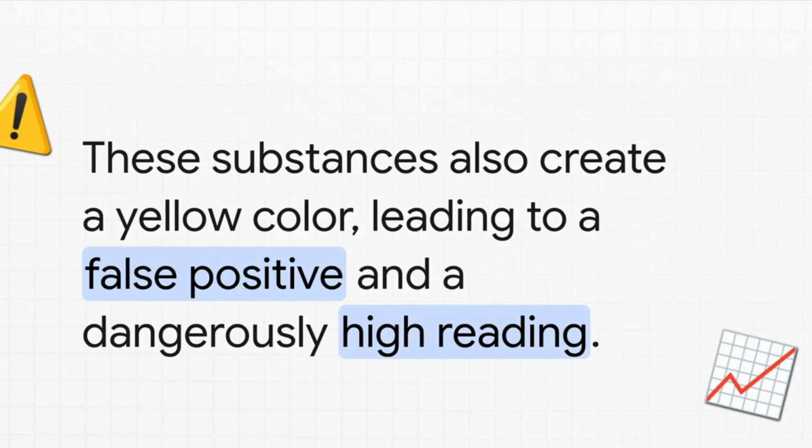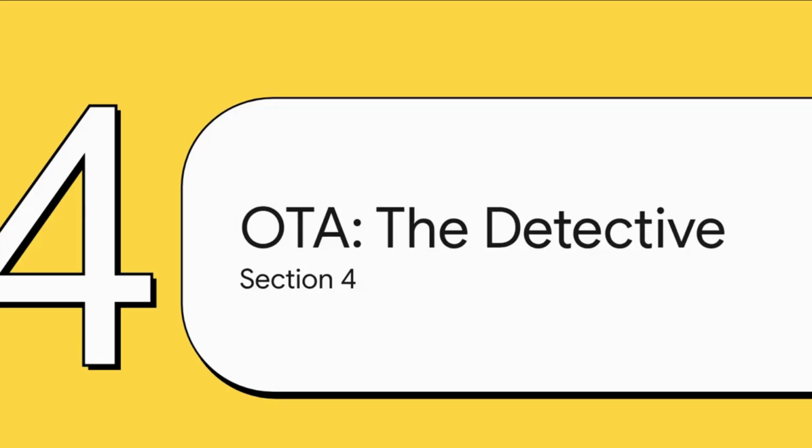And what do you get? A false positive. The test could tell you the chlorine level is perfectly safe when in reality, it could be dangerously low. That's a massive public health risk. So, how do we solve this problem of mistaken identity?